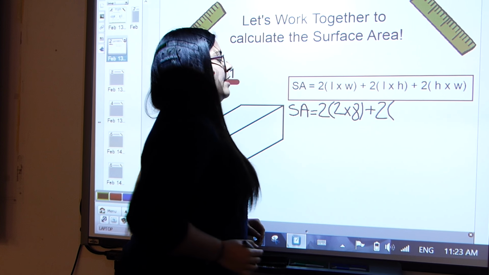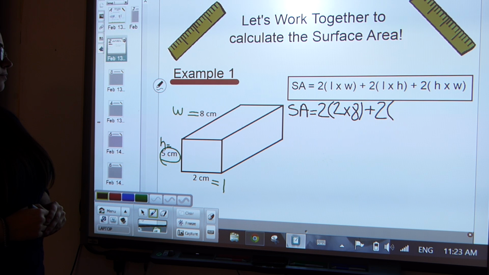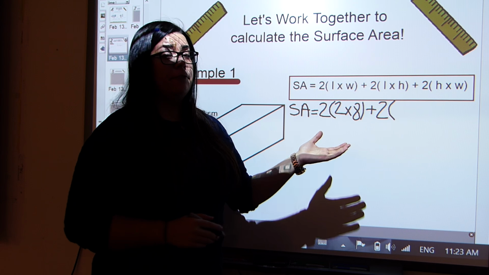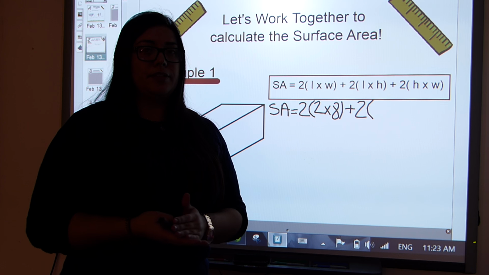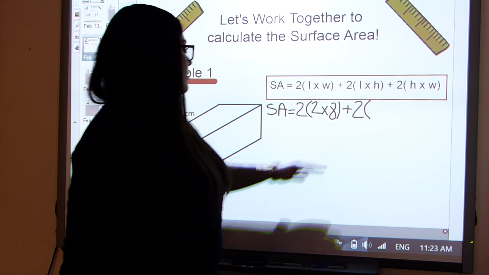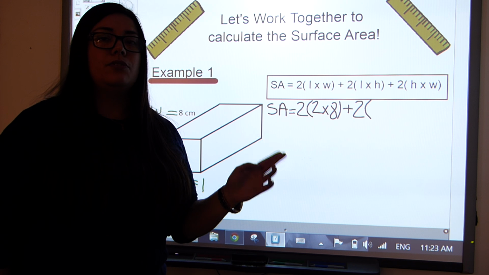So for the next one, we have length times height. What would you substitute there? 5 times 2. Okay. So I've noticed that you said 5 times 2. But when you're doing these examples, I want you to properly substitute into the variables. So our length is 2 and our height is 5. So actually write it as 2 times 5.